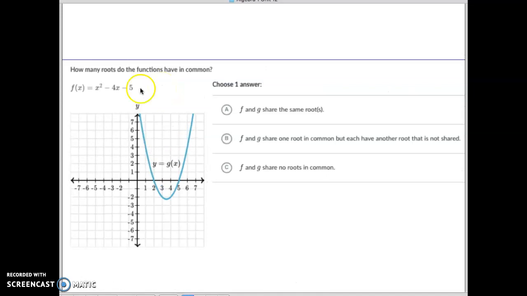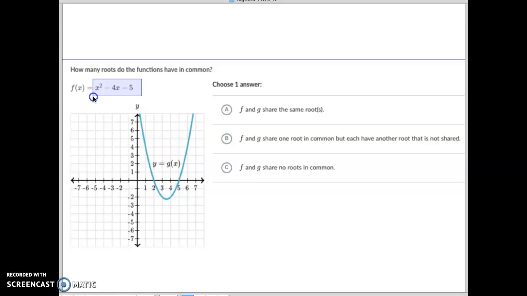This one is also in standard form. Here's our f function right here. Here's our g function right here. And they're asking how many roots do they have in common? Remember, roots means your x-intercepts right here. So this one has x-intercepts of 2 and 5, which means this one you would need to factor out. If you factor this one out, it becomes x minus 5, x plus 1.